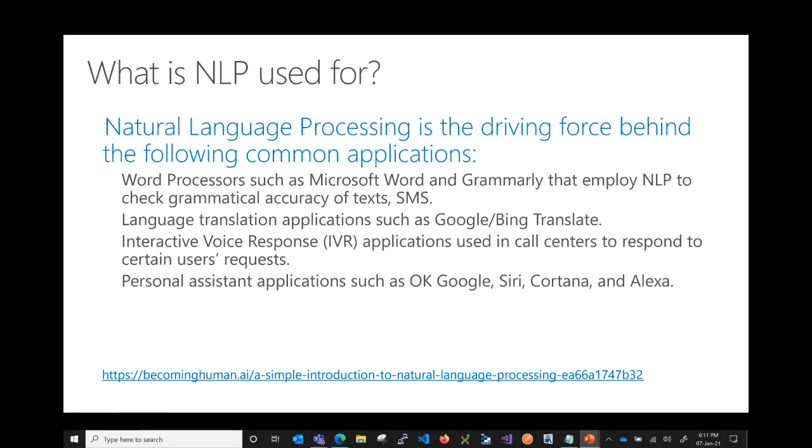To summarize what I've shown you over the last few slides, we can use it for word processors such as what you saw on the phone, Microsoft Word, Grammarly, to check the grammatical accuracy of text, SMS, next word prediction, and language translation. We saw one of those with Google and Bing Translate. Then personal assistants such as Alexa, Cortana, Siri, and OK Google also use it. Then IVR applications in call centers help route our calls to the right agent. So these are some of the various applications most of us come across in our day-to-day lives.